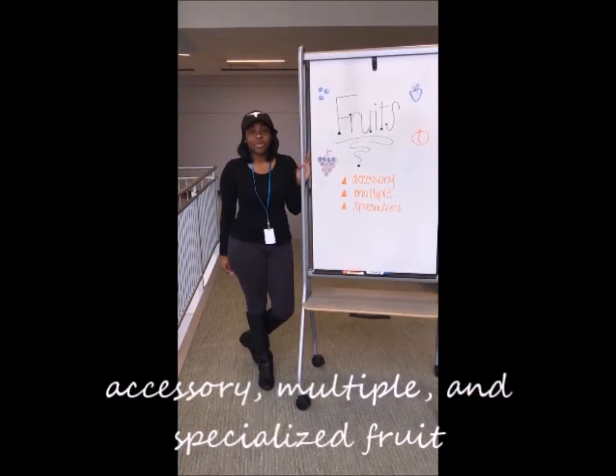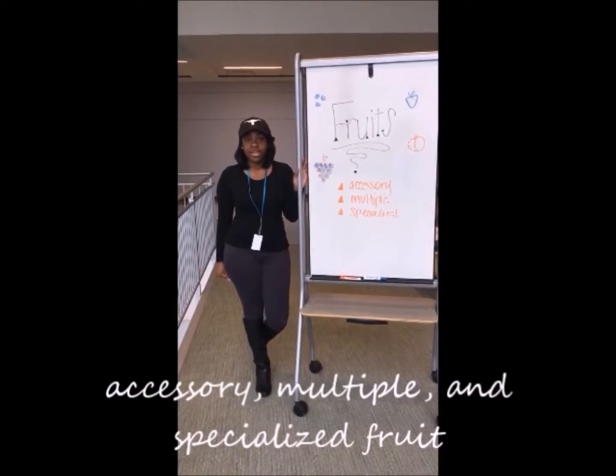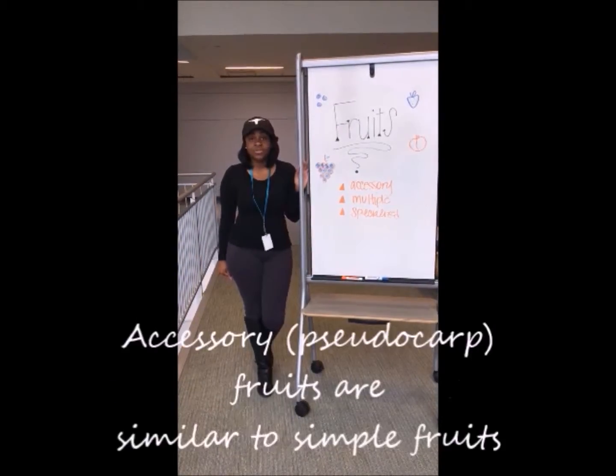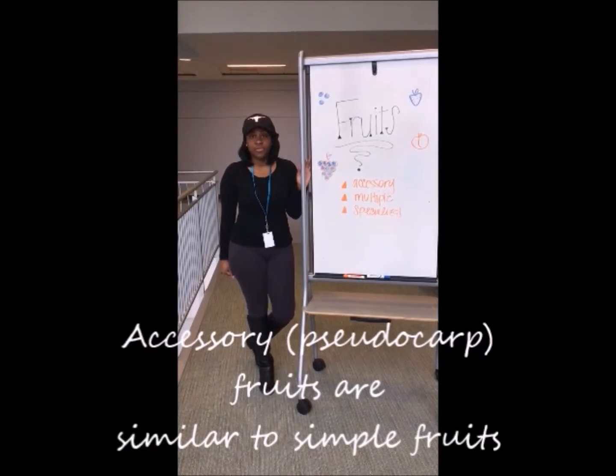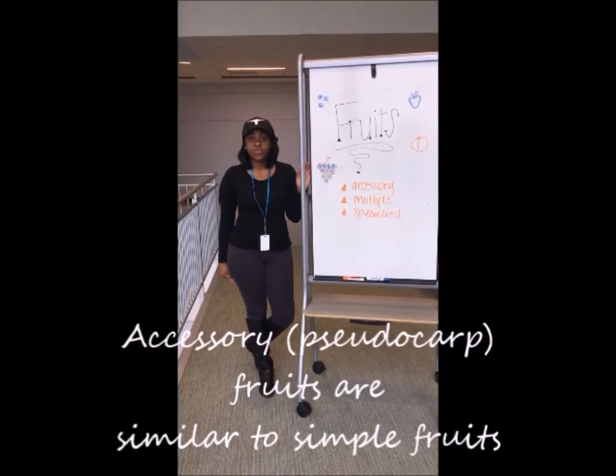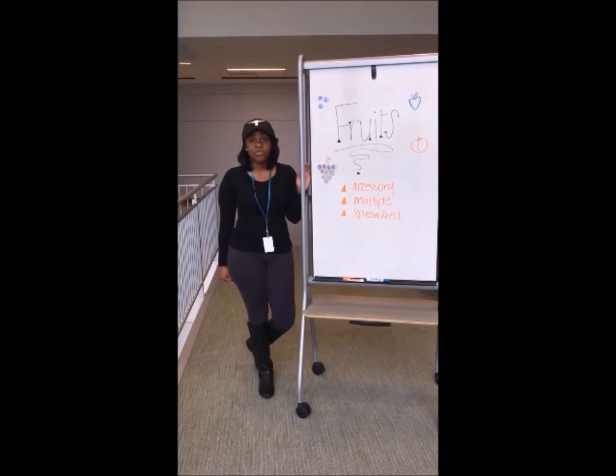Three different types of fruits I'm going to be talking about are accessory, multiple, and specialized. An accessory fruit, also known as a pseudofruit, is similar to a simple fruit, however, it has many ovaries and a floral part.